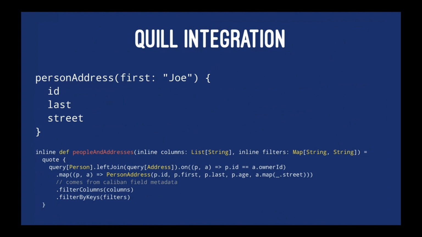So yeah, I have an example here. You have a GraphQL query where you want to filter to have just users or persons where the first name is Joe and you only want the ID, the last name, and the street. And then when you write your QUILL query, you add those 2 magical functions, filter colons and filter by keys. Colons and filters are coming directly from a helper from Caliban QUILL that uses Caliban metadata. So you get that for free, and that will do the filtering.